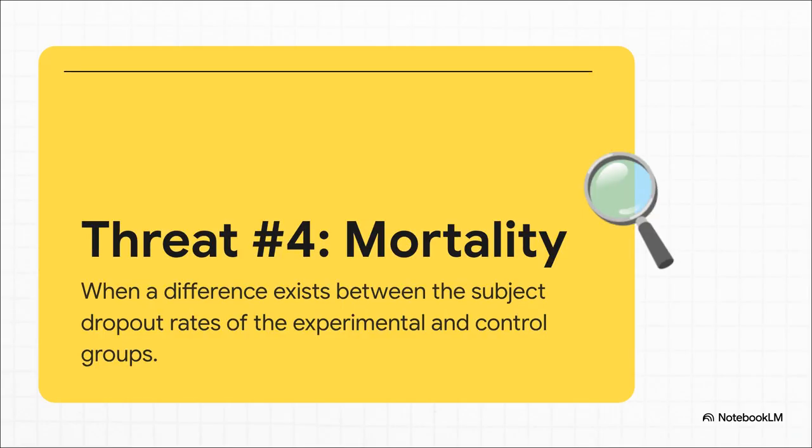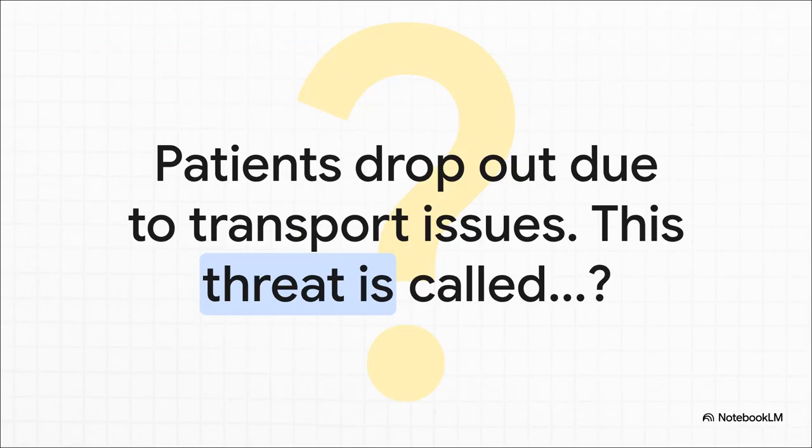And the last internal threat we'll look at is mortality. Now, this sounds dramatic, but in research, it usually doesn't mean people are literally dying. It just means they're dropping out of the study. And this becomes a huge problem if more people drop out of one group than the other, because it can seriously mess up the average results of the people who are left. For instance, let's say people in the group getting the new treatment start dropping out because they can't get a ride to the clinic. So who are you left with?